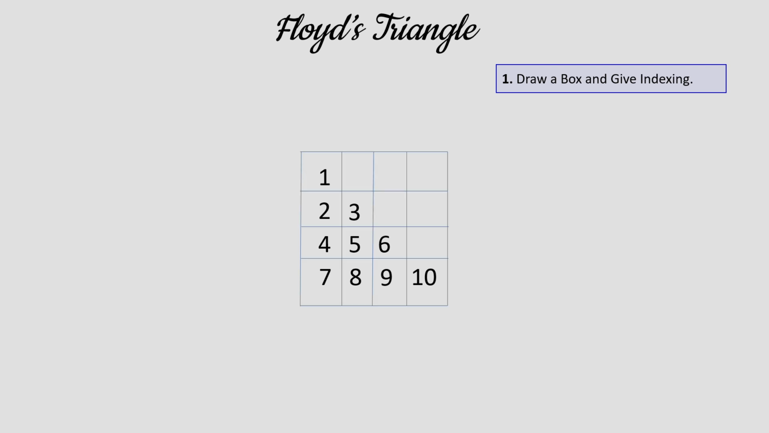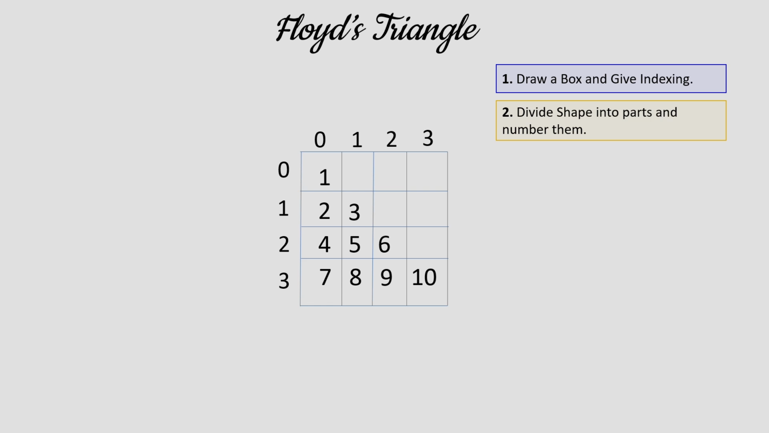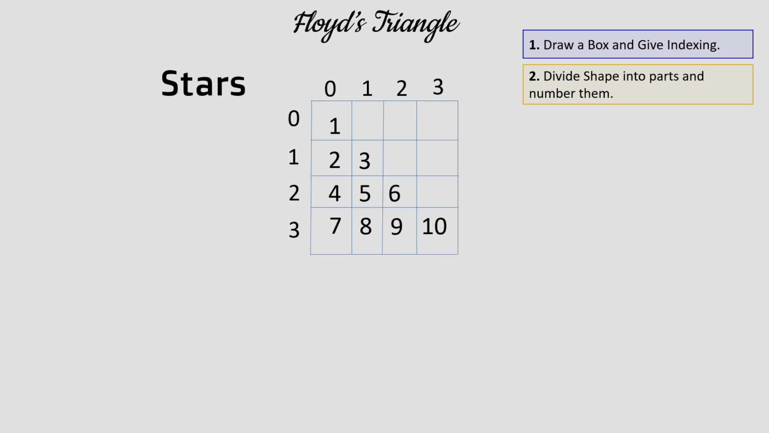Draw a box around the shape and give it some indexing. No need to divide the shape as it is a very simple problem. Just analyze how it changes. In the first row we have one number, in the second row we have two, and so on. So for n is equal to 4, we have 1, 2, 3 and 4 numbers across the rows.